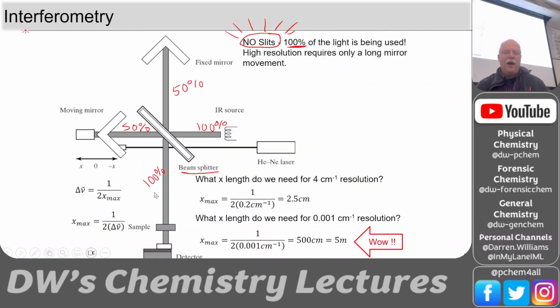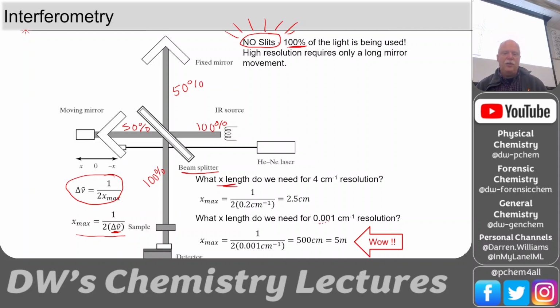So if we wanted to know how long X needs to be for 4 wave number resolution, say in the infrared, this is the equation here that we can use. Okay, we can solve for X max. So 1/2 times the delta nu, the resolution we want. So if we had 4 wave number resolution, then we would need a 2.5 centimeter path length. So that's not very far, 2.5 centimeters, it's 1 inch. So our interferometer can get 4 wave number resolution very easily.